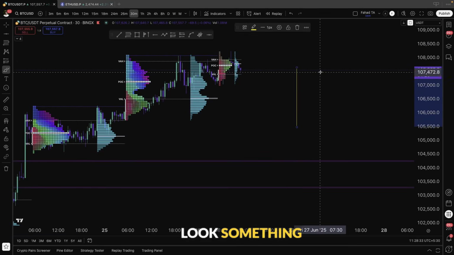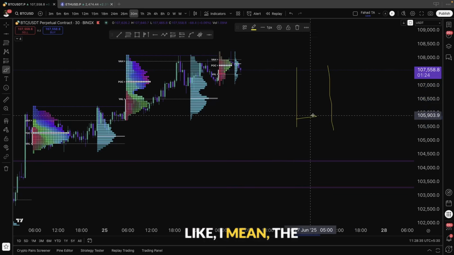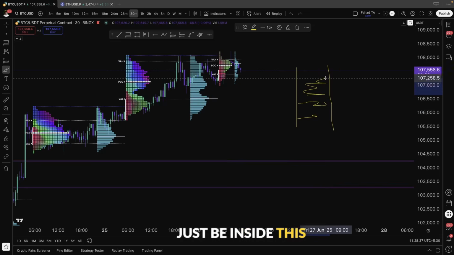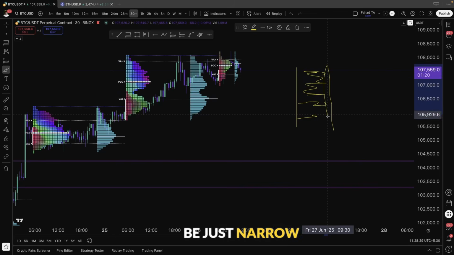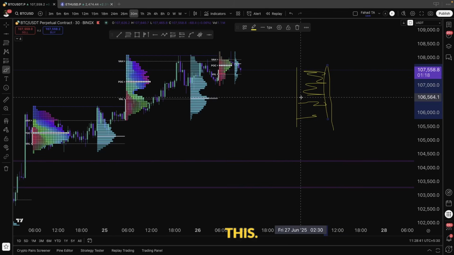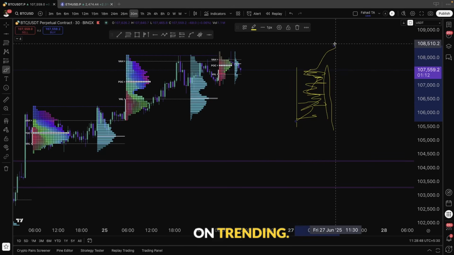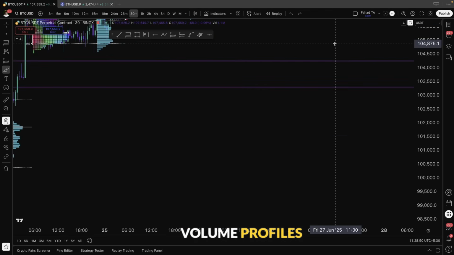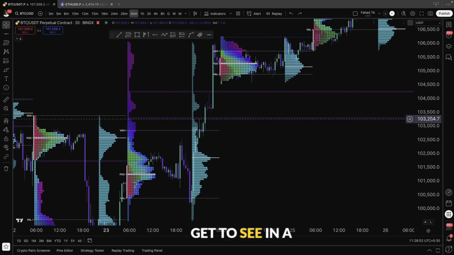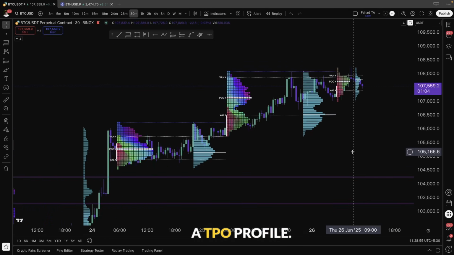It would look something like this. The volume would just be inside this area and it would be narrow, with nothing much happening. This occurs when the market is extremely trending. You keep on seeing some volume and the market just keeps on trending. So these are the different kinds of volume profiles that you might get to see in a TPO chart, in a TPO profile.